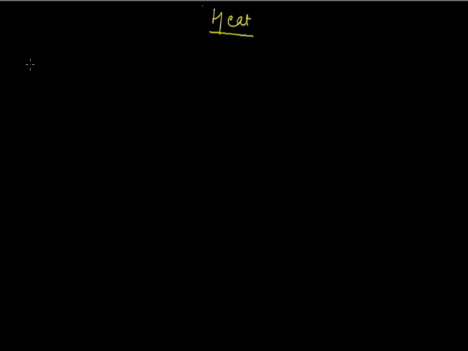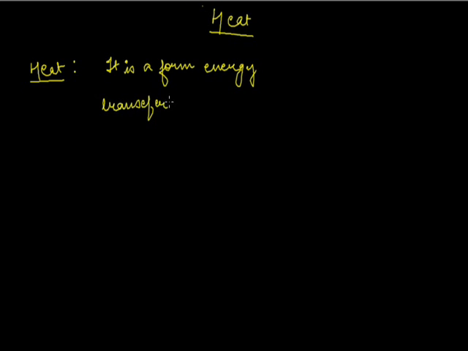Firstly, let us start with what heat actually is. Heat is a form of energy that is transferred between two bodies or between adjacent parts of a body as a result of temperature difference. Thus, I can say heat is a form of energy which is transferred due to the difference in temperatures of the two bodies.